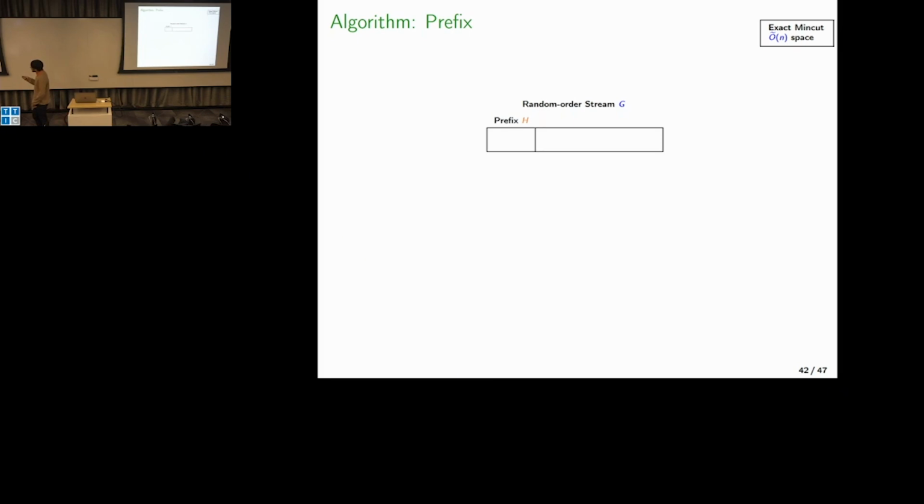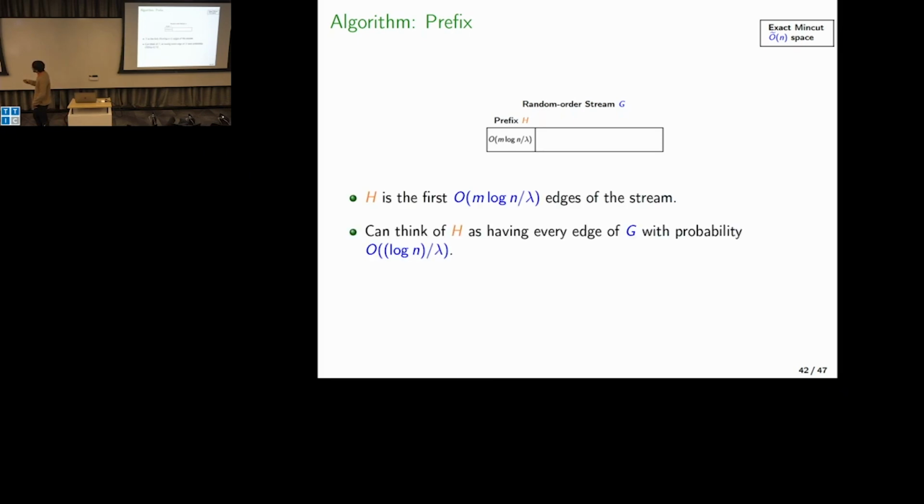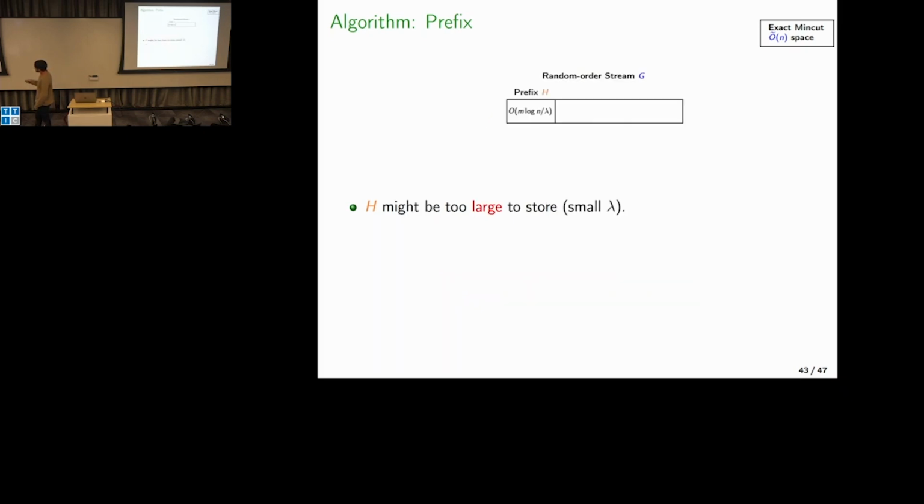You look at the prefix of the graph, and you should think of this as sampling every edge with probability roughly log n over lambda. And Karger shows that if you do this uniform sampling, then you get a cut sparsifier. But this cut sparsifier might be too large, right? Because if lambda is around log n, this is a lot of edges. This is roughly order m edges.